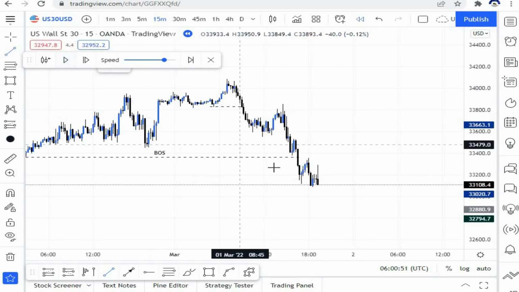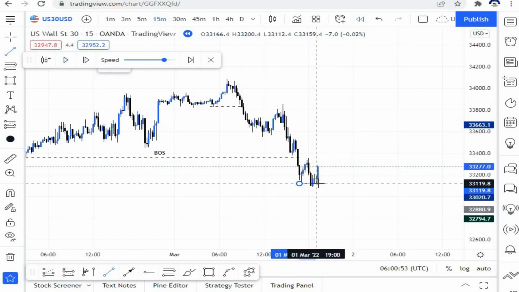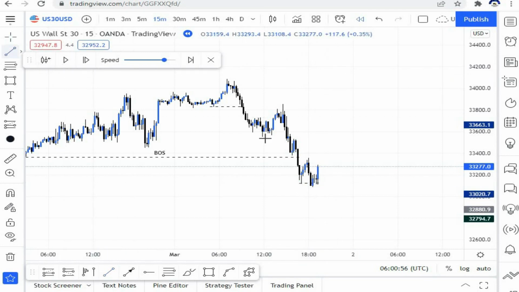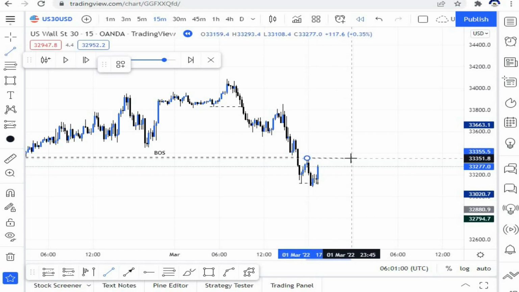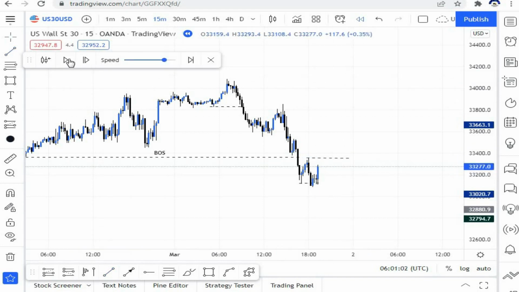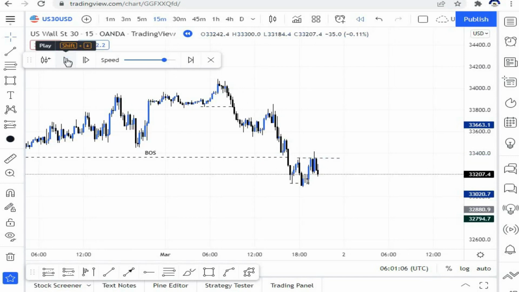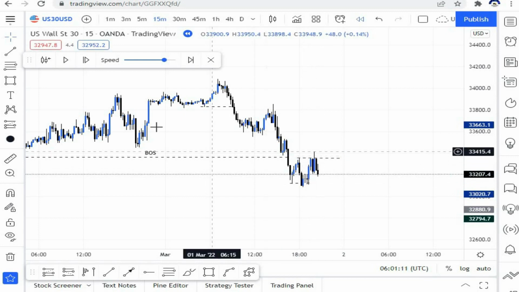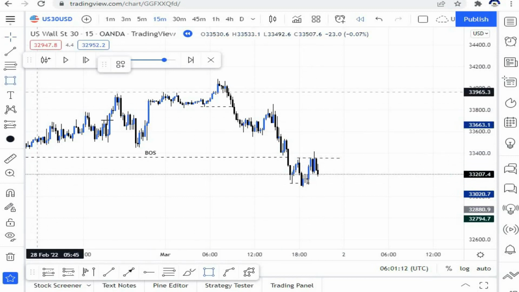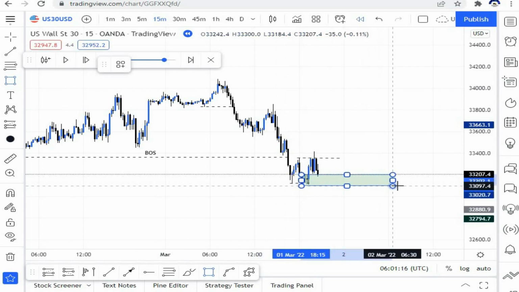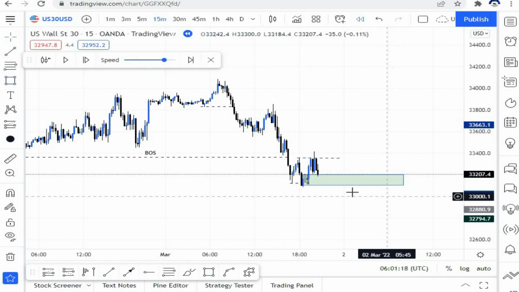As you can see, now we have a break of what? A break of structure right there. So this was going to be what? A change of character. So let's play and see. As you can see now, the price has taken out the structure, meaning we had a change of character. So you mark the last candlestick, as you can see, in 15 minutes. This is where our last candlestick was at.